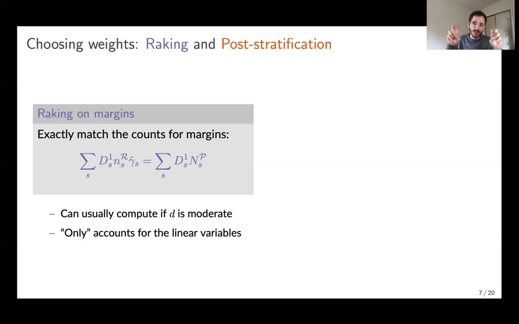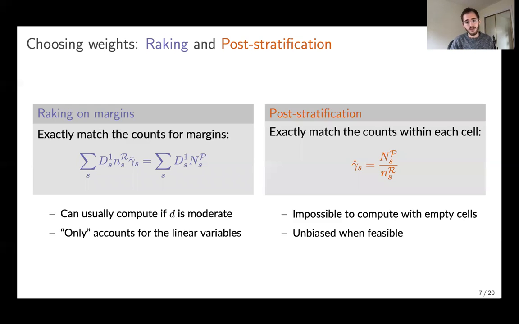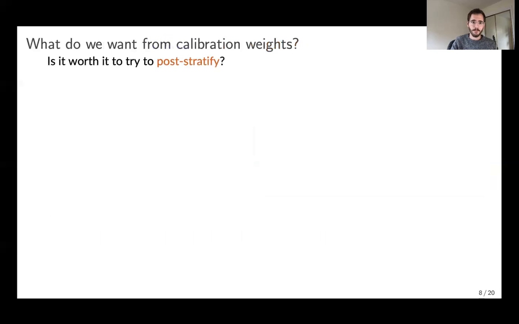Now, I put "only" in quotation marks because in practice the linear approximation to reality is actually fairly good, but we do know that interactions are often particularly important. So the other extreme, again, is post-stratification, where we can write out weights in closed form that will exactly match within each cell. The problem is we can't actually compute these, because if a cell is empty, then this is undefined. But if it were feasible, it would be unbiased.